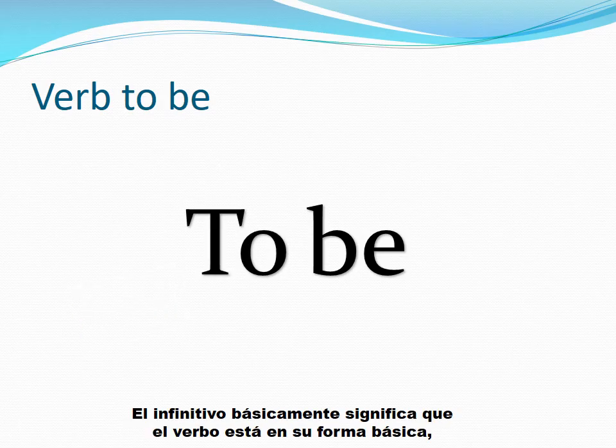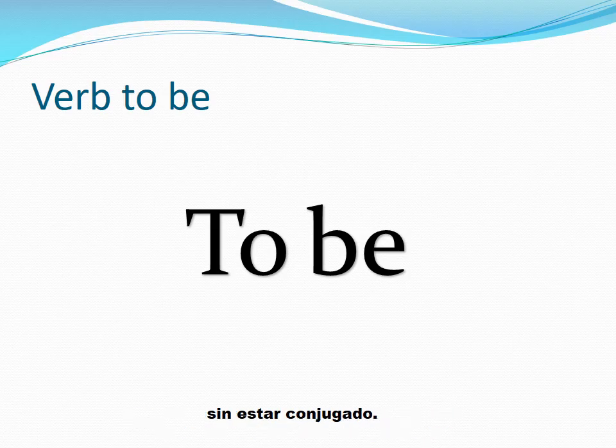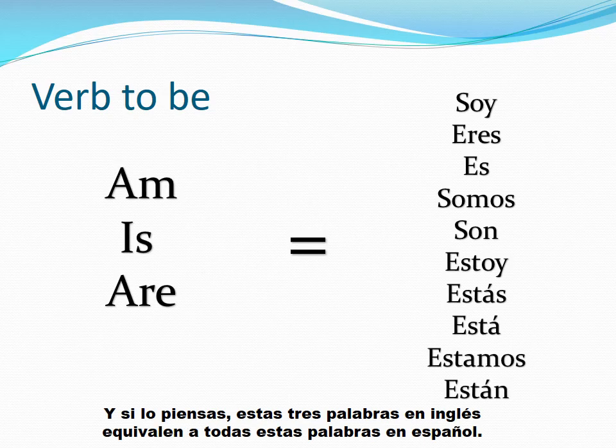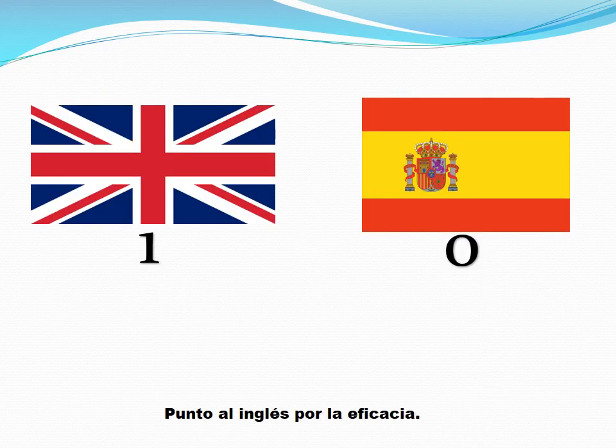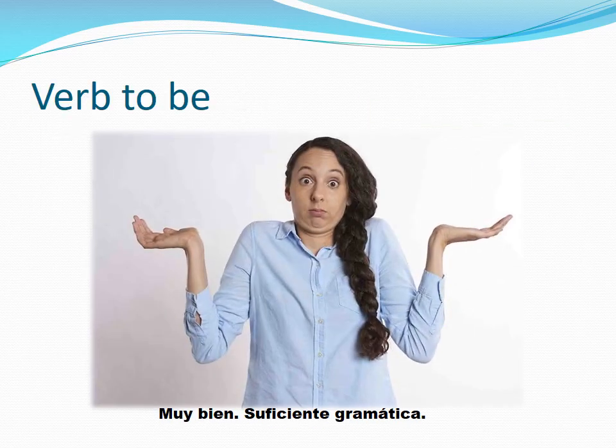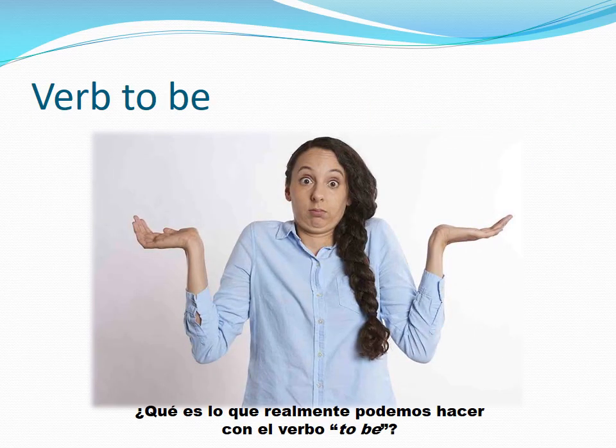The infinitive basically means that the verb is in its basic form, without being conjugated. And if you think about it, these three English words equal all of these Spanish words. Pretty cool, right? Point to English for efficiency. Alright, but enough about grammar. What can we really do with the verb to be?